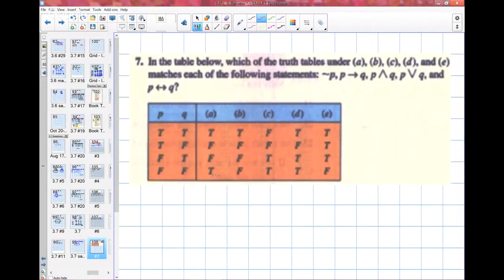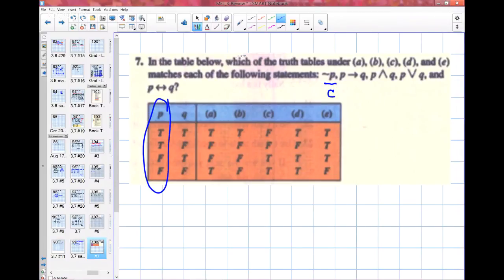Okay, a little bit blurry, but here's question number 7. This is a multiple choice question, and it says in the table below, which of the truth tables under A, B, C, D, and E matches these statements? Let me change this to blue. Which column is not P? All you've got to do is look over here, and that's TTFF. So which column is FFTT? That's C, right? Right. So that's that one.